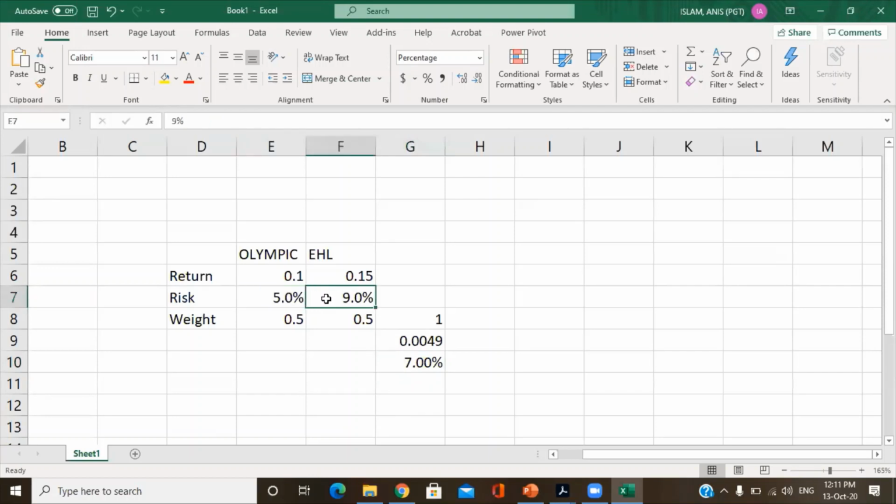5% and 9%. What is the total? 14%. If I take the weighted average equal, what will happen? 7%. It has become 7%. What happened here? Because I have taken two securities of which the correlation is very high or almost perfect.